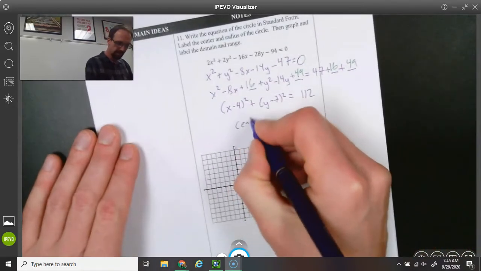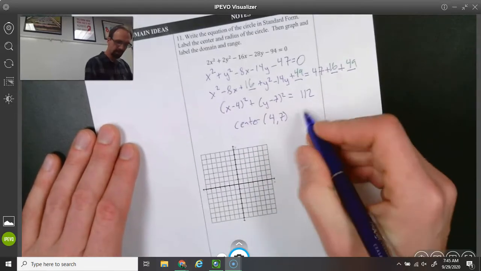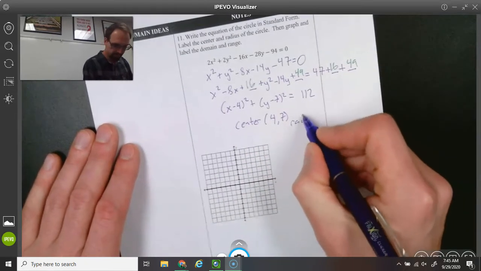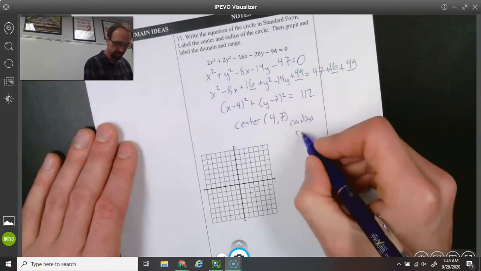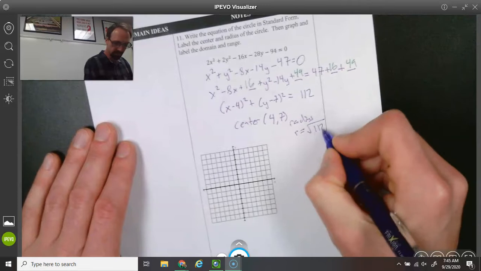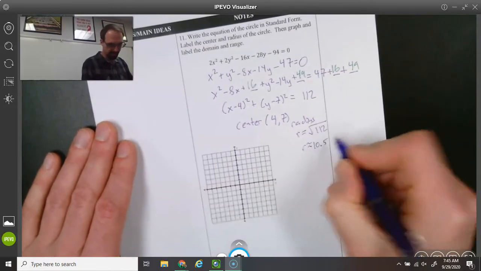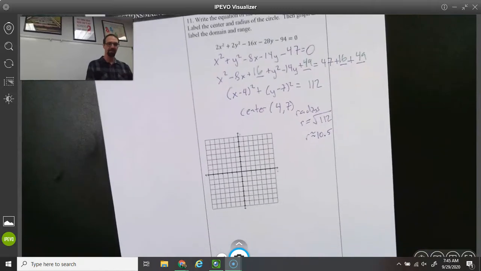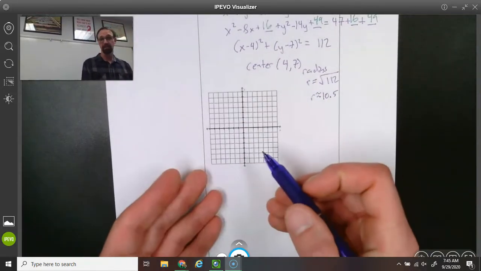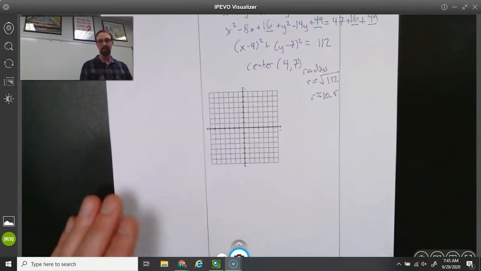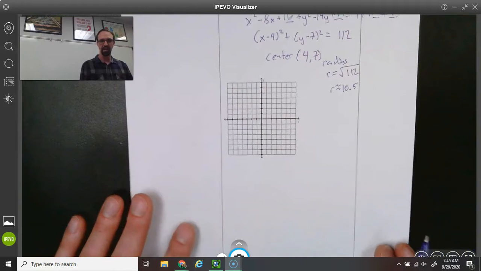So my center, again, is the opposite of these. So 4, 7, with a radius of r is equal to the square root of 112. That can simplify. It's approximately equal to 10.58. So when we graph this, it's kind of a good thing to note what's happening here. There's no way I can fit on this graph that this is 1 to 1, so I would have to expand this graph out. Going by 2 should be fine. I might have to go by 3s even, just to check.